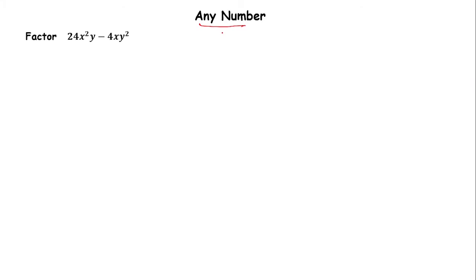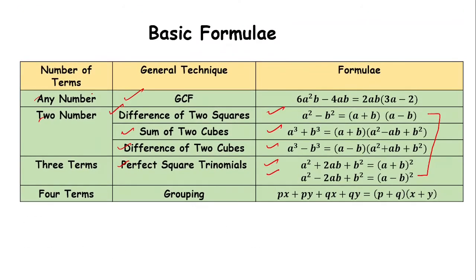any number. What does it mean? Any number means, like I'm talking about the first case, when the number of terms is any, it can be any number of terms: it can be one, 2, 3 or many more. Then what is the general technique? We deal with GCF, greatest common factor. I did one example over here. You can go through this.